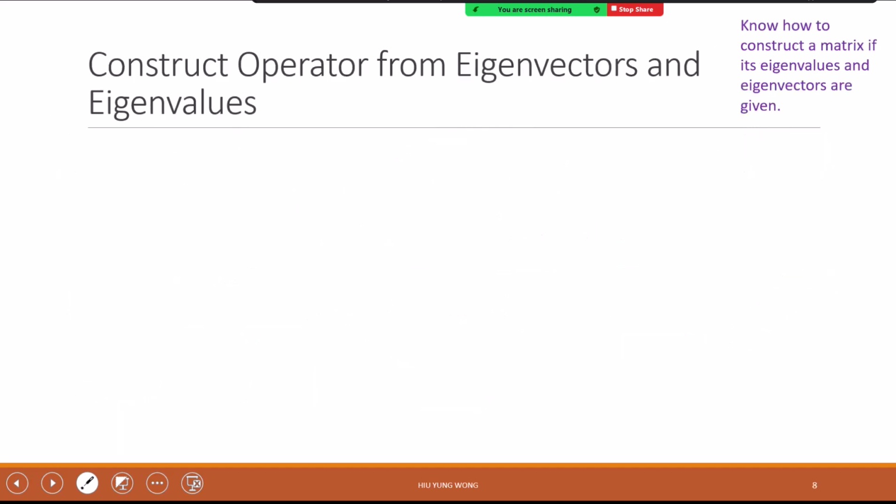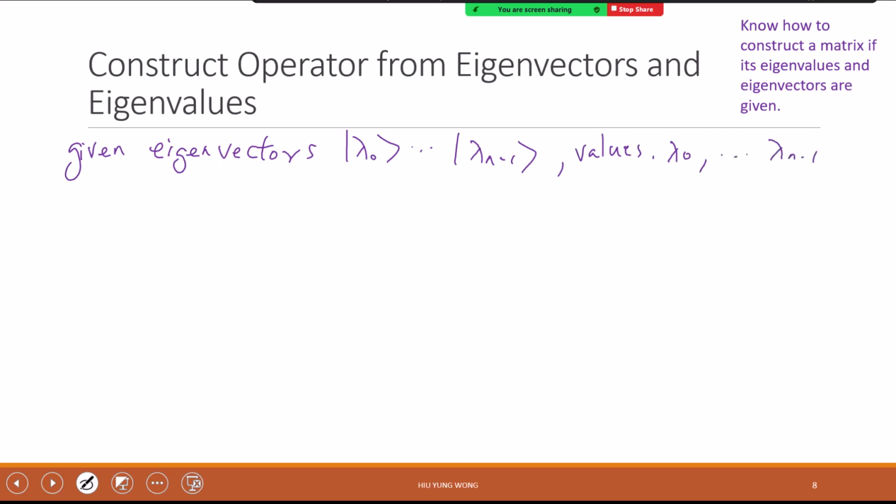Okay, so now you know how to represent it, right? How about, can we construct the operator from the eigenvectors and eigenvalues? So what is the question here? It's saying that if someone gives you, and this is very important because you can get the eigenvalues from experiment, the eigenvectors, and of course every eigenvalue has a corresponding eigenvector, but you don't need to know what it is. All you know is it has a vector, and then we can express it in the basis. So I tell you this operator has n eigenvectors with the eigenvalues lambda 0 all the way to lambda n minus 1.